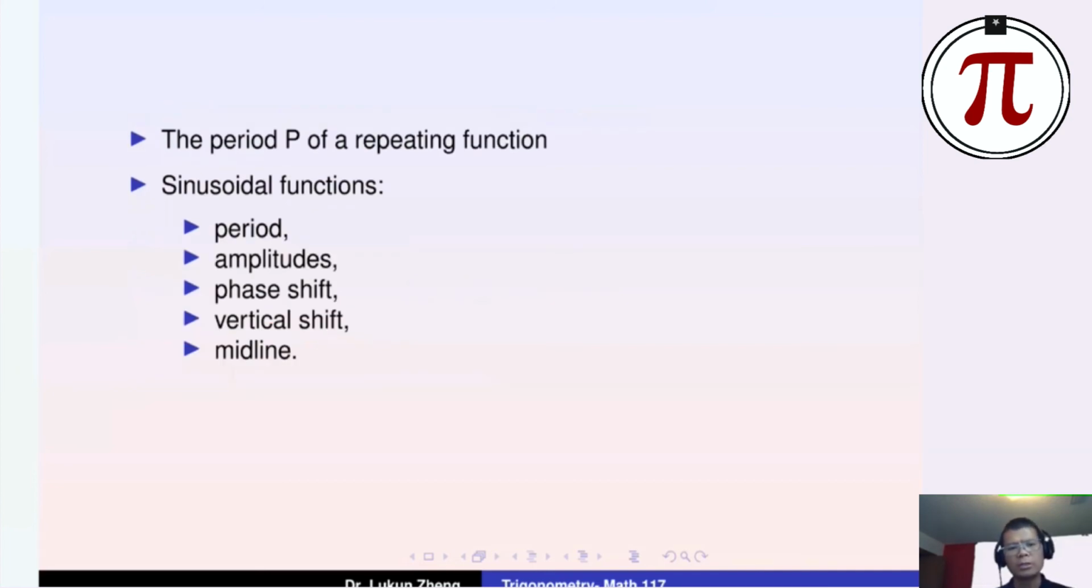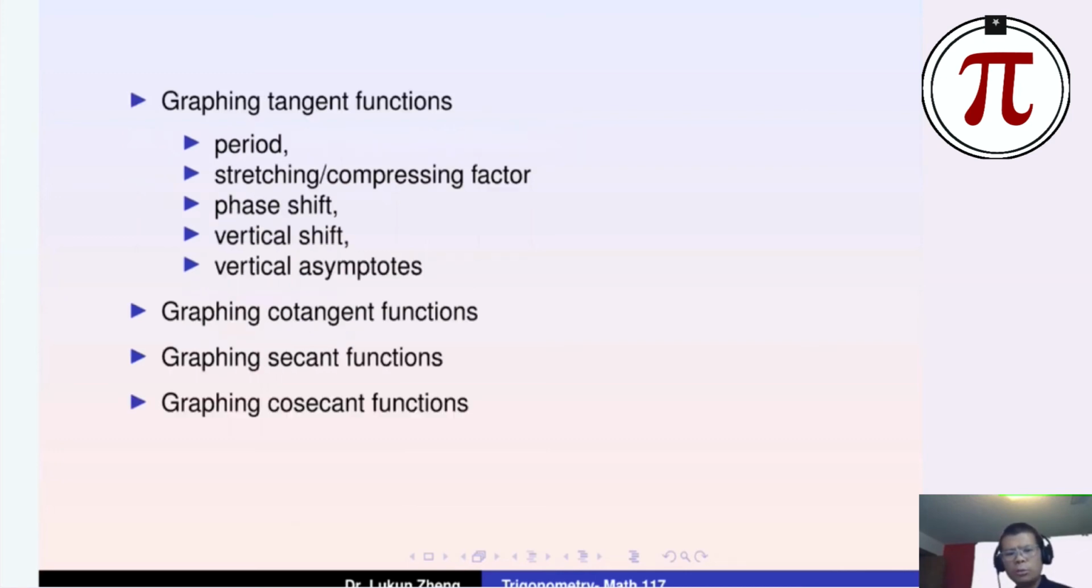Now let's move on to chapter 2, section 2.1. We found the periodic functions, right? So what do we mean by the period of a function? For sinusoidal functions, sine and cosine, what is the period? Amplitude, phase shift, vertical shift, midline, right? So these are the concepts.